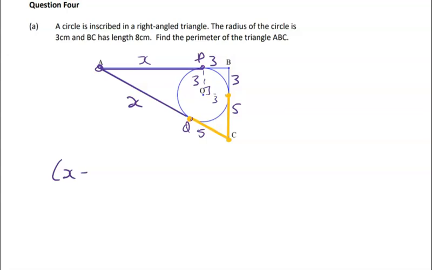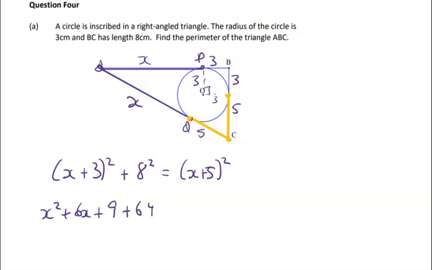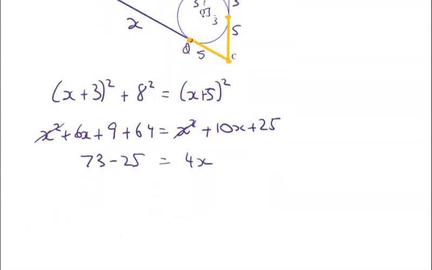So we have (x plus 3) squared plus 8 squared is equal to (x plus 5) squared. X squared plus 6x plus 9 plus 64 is equal to x squared plus 10x plus 25. Get rid of the x squareds. That leaves me with 73 minus 25 is equal to 4x. So that's 48 is 4x. X is equal to 12.